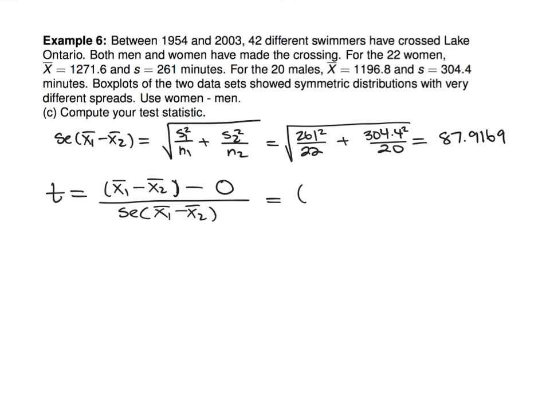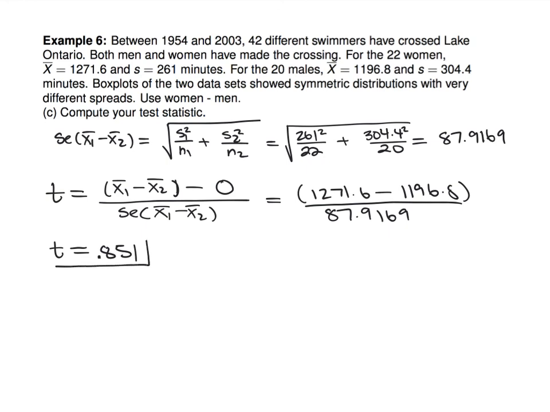All right, so women's time is 1,271.6 minus 1,196.8 over 87.9169. And that comes out to be about 0.851.